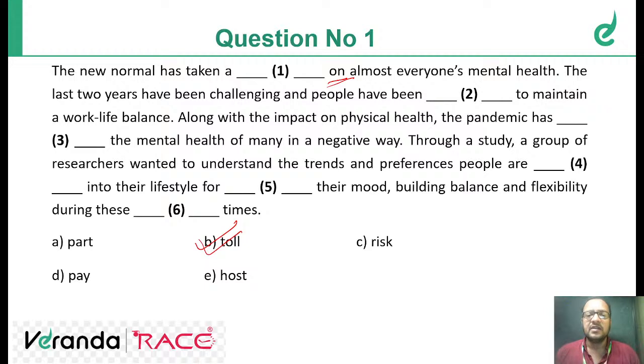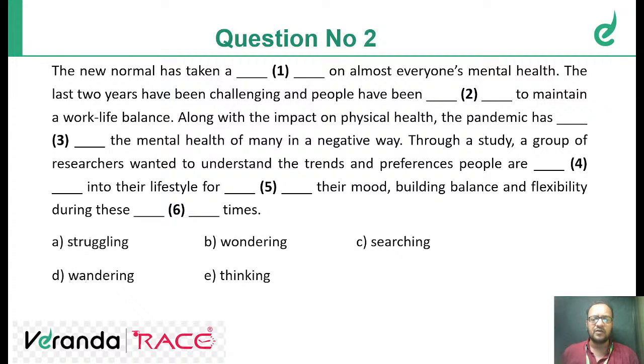Okay. The last 2 years have been dash. We are not going to the next question unless we are predicting something from our end. The last 2 years have been challenging and people have been dashed to, have been forced, have been asked, have been made to, have been taught. This kind of word should be there. Let us see the option number 2 what we have.